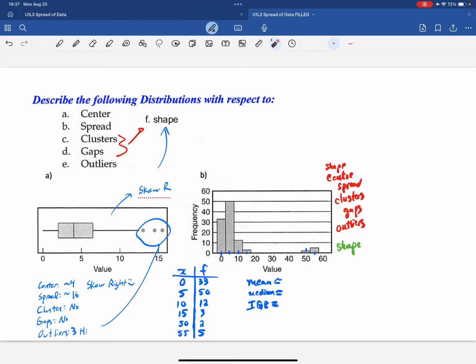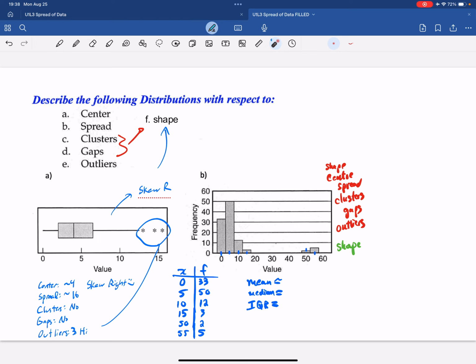For the second one, if we look at center, we'd actually have to compute this out. We could take the middles, this looks like a 0, a 5, a 10, a 15, a 20. And so we could write the center of each part of the histogram. We can multiply by the frequency, add them up, and divide by the total frequency. I honestly just don't want to take the time to do that, but we can compute the mean and the median through that process. We could also compute the IQR and talk about the spread.